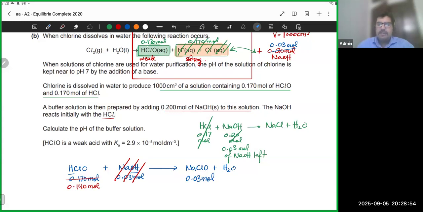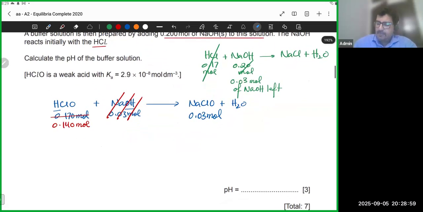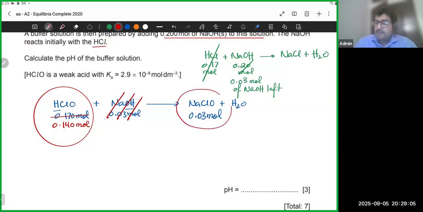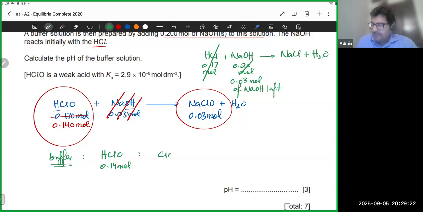Now we're saying calculate the pH of the buffer solution. So where is the buffer? I mean, we look at the end point, which is this. You still have the weak acid and you have the conjugate base as well. So it is a buffer. What is a buffer? A buffer is formed when you have a weak acid, which we do have in our case, 0.14 moles of it. And we also have its conjugate base, which is ClO minus or NaClO, which is 0.03 moles. And we also have the Ka value for this weak acid.